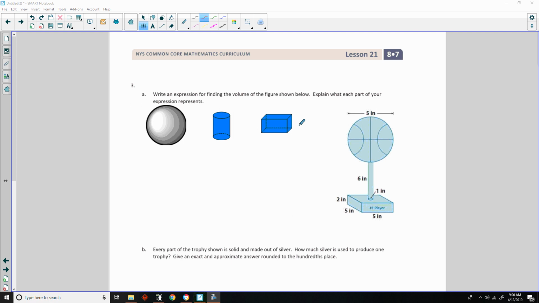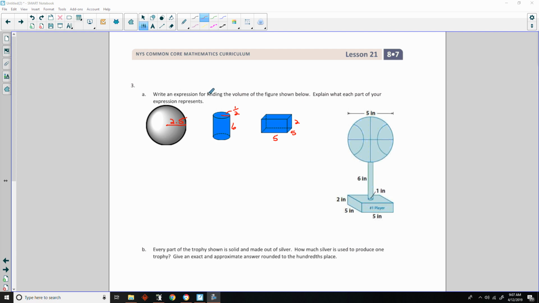Okay, so I found these images. This is the sphere, the basketball on top. This is the cylindrical stem that the ball is sitting on, and this is the base, which is a square. Notice it's 5 by 5, so it's a square prism. Okay, so I'm going to label this up. If this basketball is 5 inches in diameter, then the radius is 2.5 inches. The cylinder is 6 inches tall, and the base is 1 inch, so the radius is 1/2. And the square prism is 5 by 5 by 2.